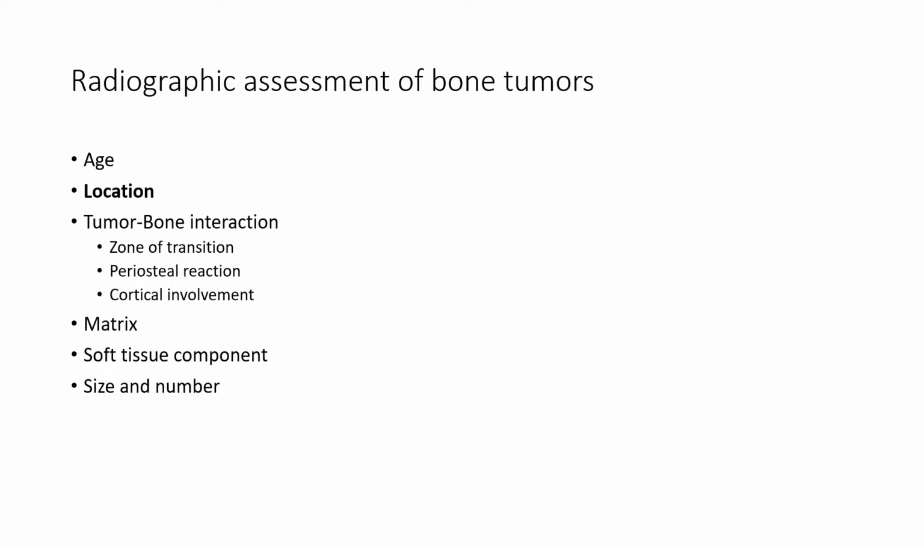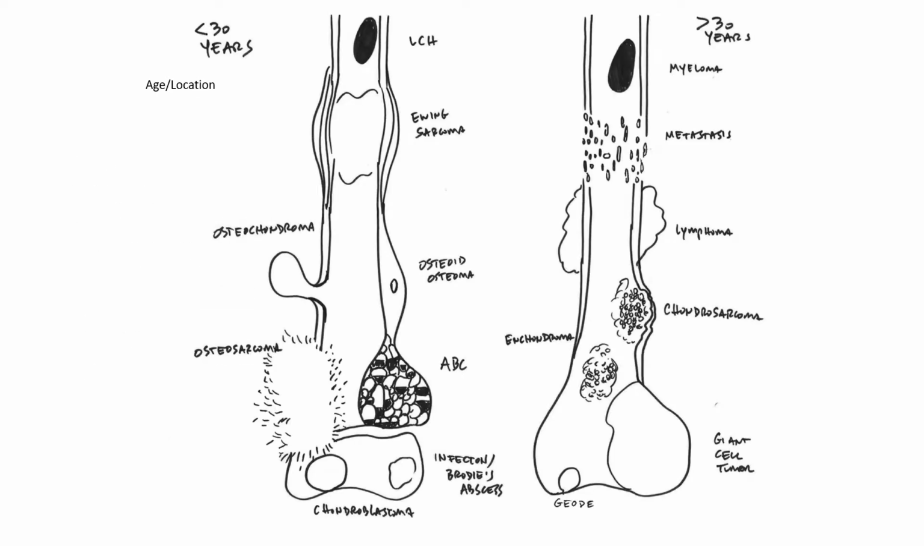What about the location? This is a pictorial representation of bone tumors that occur in patients less than 30 and greater than 30. It correlates with the table I showed you earlier. When you do look at these entities, there are correlates in each age range that radiographically may appear similar, but when you look at the age range, it would give you a different differential diagnosis. The first example is Langerhans cell histiocytosis, or LCH, and myeloma.